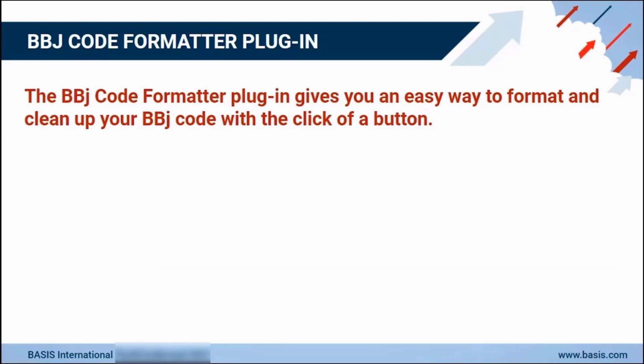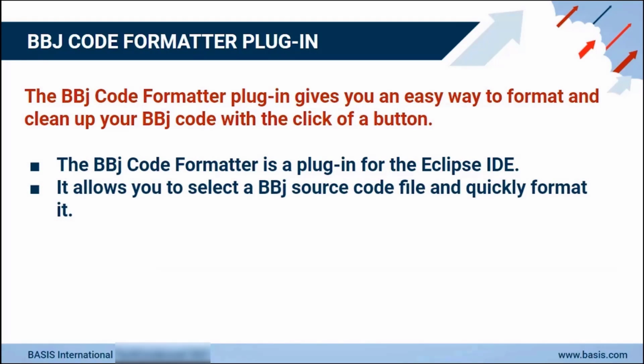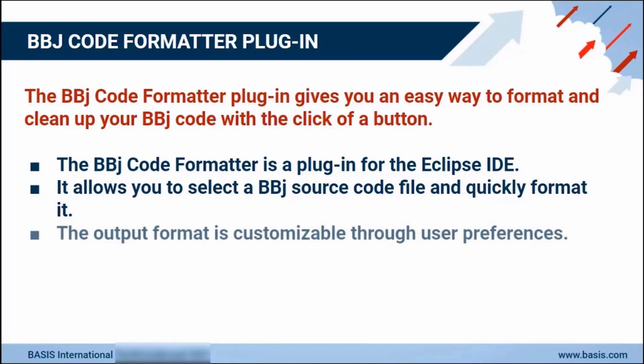What it actually does is give you a one-button click way to reformat code that you have open in an editor. The BBJ Code Formatter is, again, a plugin for the Eclipse IDE. It does allow you to select a BBJ source code file and quickly format it. The output format is customizable through user preferences, and by that we mean you get to choose a set of rules or options that the code formatter should apply to your code or not apply as you choose.